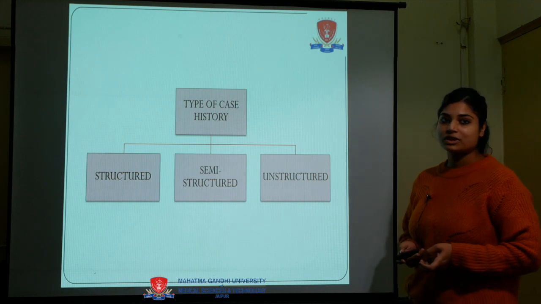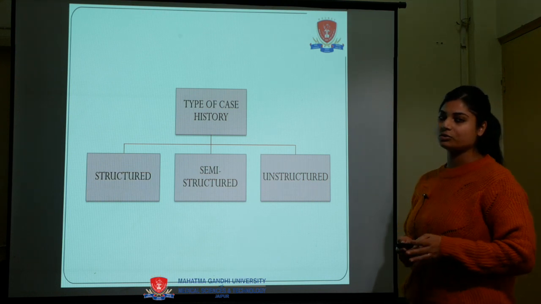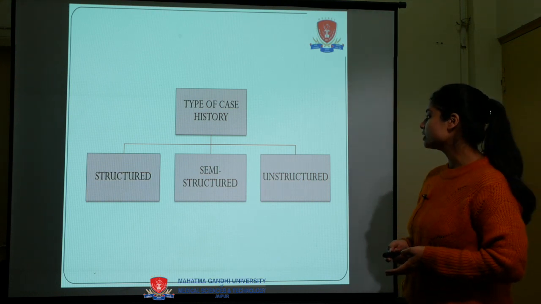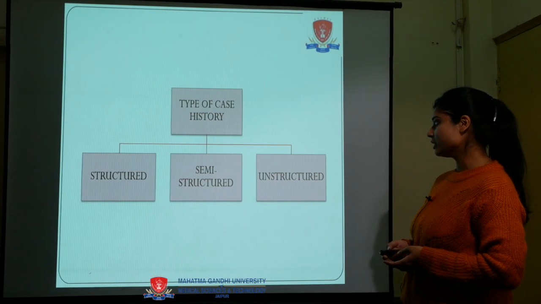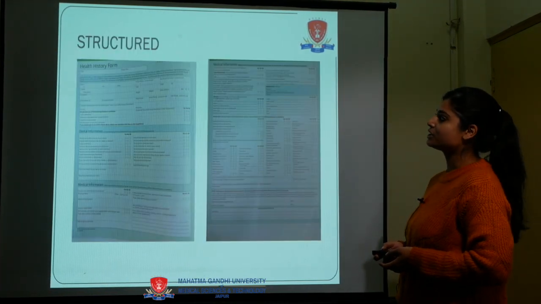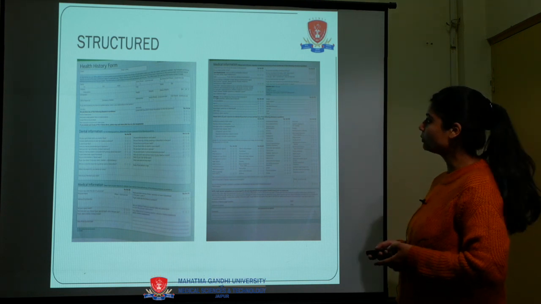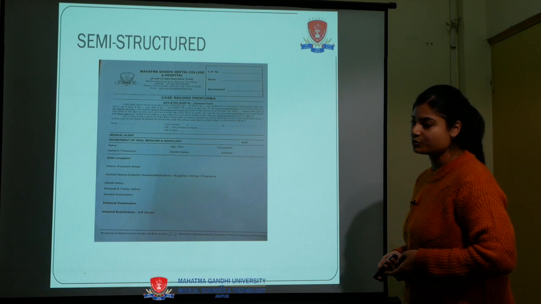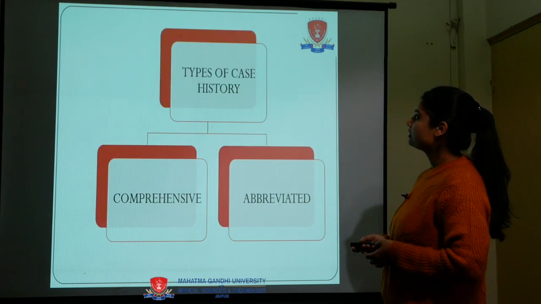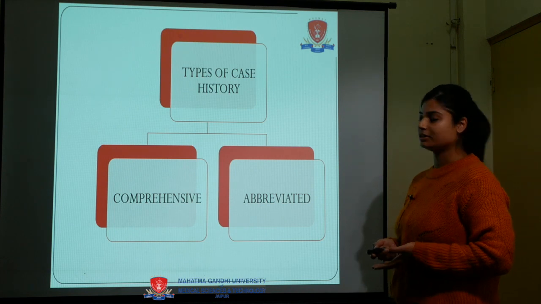What are the types of case history? First is structured case history, in which there is a pre-formatted questionnaire and you have to just tick mark yes or no. Second is semi-structured case history, and third one is unstructured case history. These are the examples of structured case history, in which you have to simply tick yes or no, and this is semi-structured case history. And unstructured case history is a simple blank page in which you have to write everything.